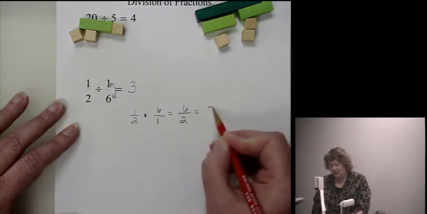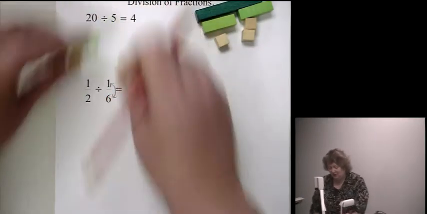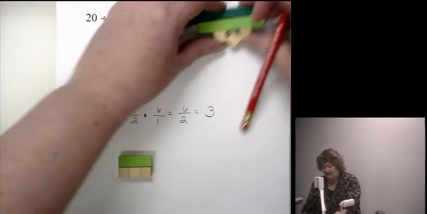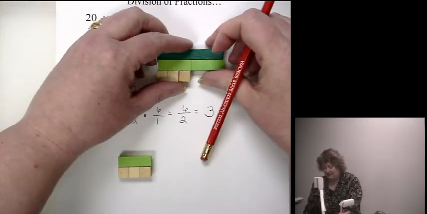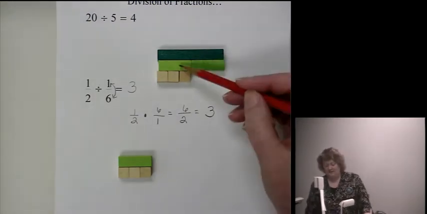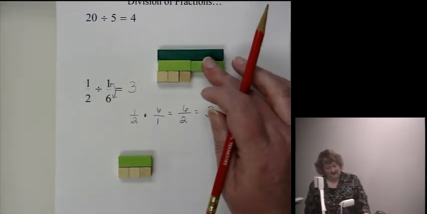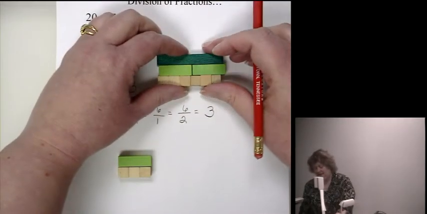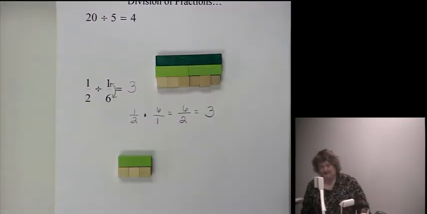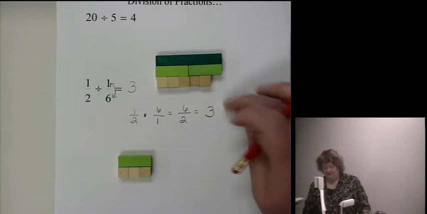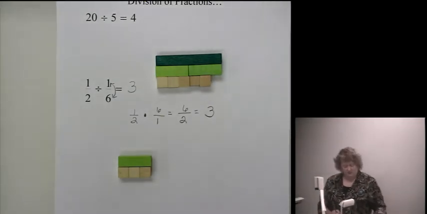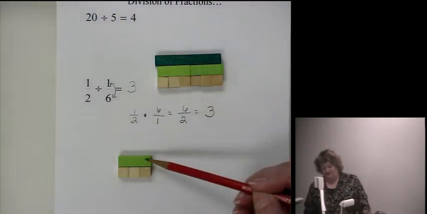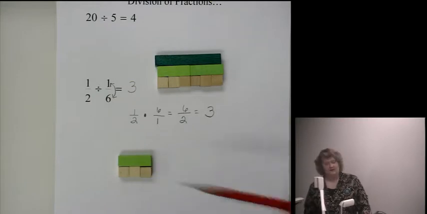6 divided by 2, lo and behold, gives me that 3, which means that a half is divided into 3 pieces of size 1/6. And again, we know that because there's my whole. It's made up of 2 halves, and the little brown or tan pieces are 1/6 size. So it takes 6 of those. So those are the 6, and 1/2 divided into 1/6 size means we have 3 of those.